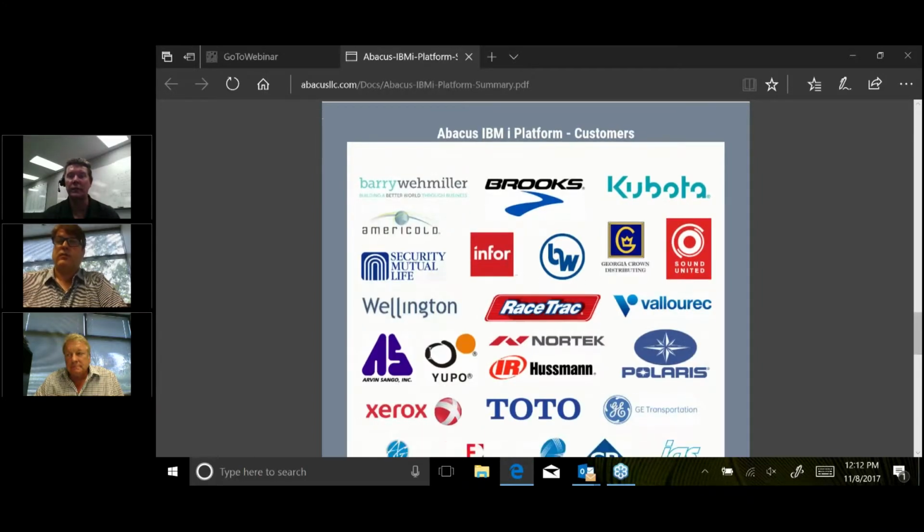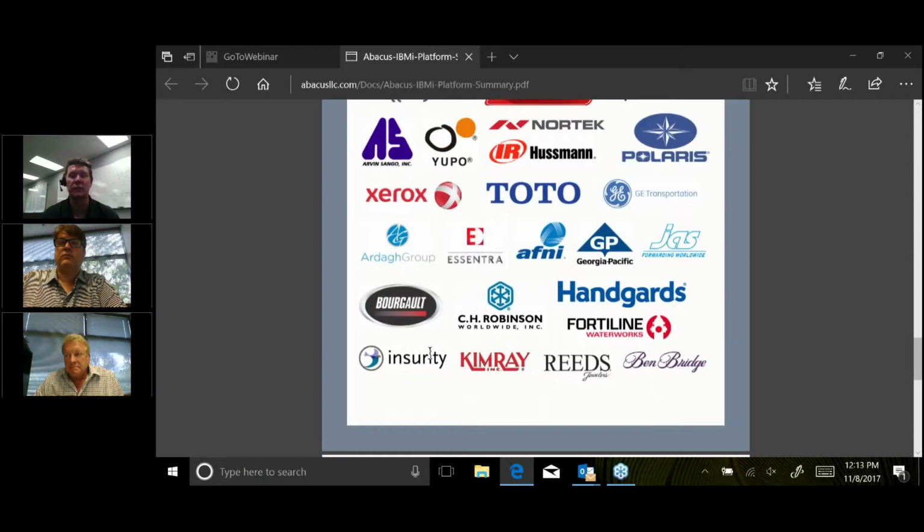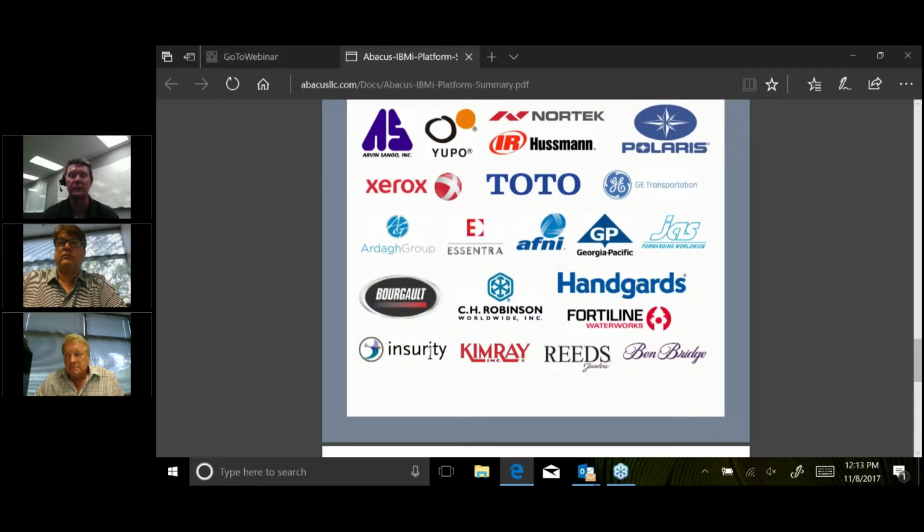If we talk about the Abacus IBM i platform customers, we have a nice variance of industry, of region. I would say 95% of our customers are domestic, and they vary across all types of size and verticals. I would say manufacturing probably would be our number one vertical, and some of these customers you can see would fall into that, but a number of them across multiple arrays. So this is just a sample of names you may recognize.